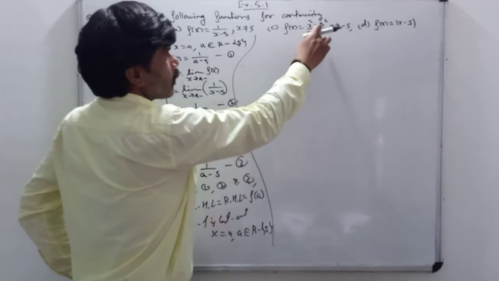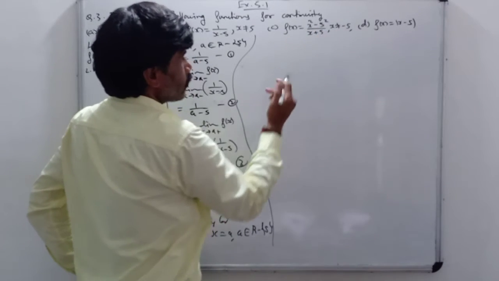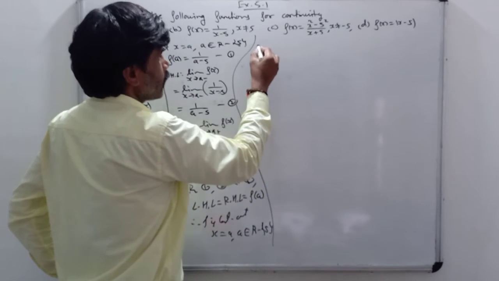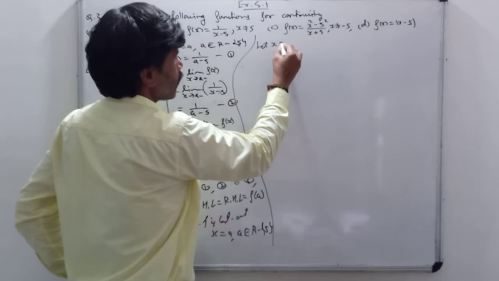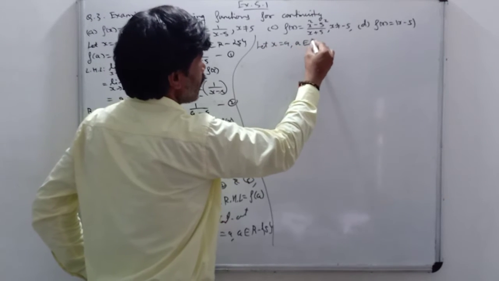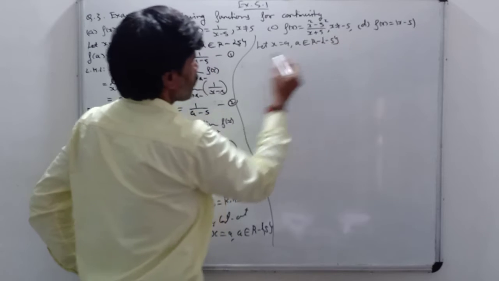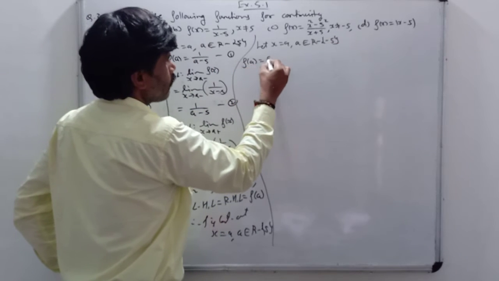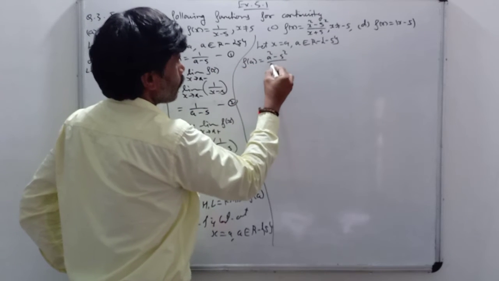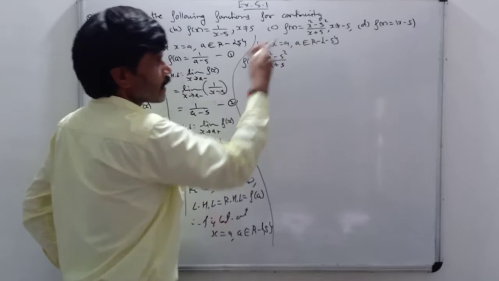Okay, f(x) equals x square minus 5 square upon x plus 5 and x is not equal to minus 5. So here first of all I assume that x equals a, where a may be any real number but not minus 5. Now I'll find out f of a. So f of a will be a square minus 5 square upon a plus 5. In place of x I have written a.